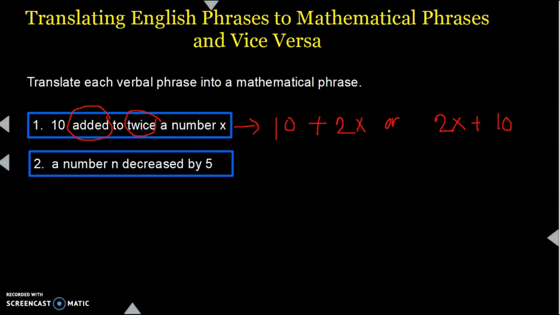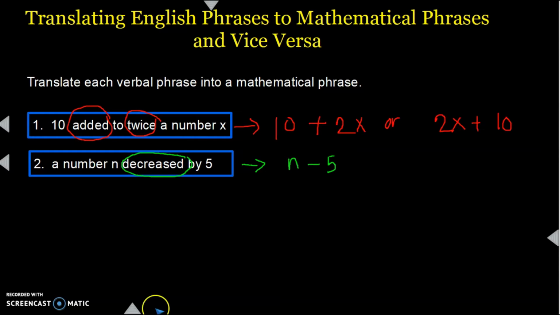The next given is a number n decreased by 5. A number n, decreased. So, the keyword is decreased. So, we know that decreased is used in subtraction. Now, when we translate it, it's going to be n minus 5. So, if you're asking, pwede ba yung magpalit? Pwede bang 5 minus n? The answer is no. Bakit? Kasi, pag sa subtraction, bawal ang magpalit ng pwesto dahil maiiba na ang sagot. Walang commutative property of subtraction. Take note of that. Okay? So, we only have one answer and that is n minus 5.